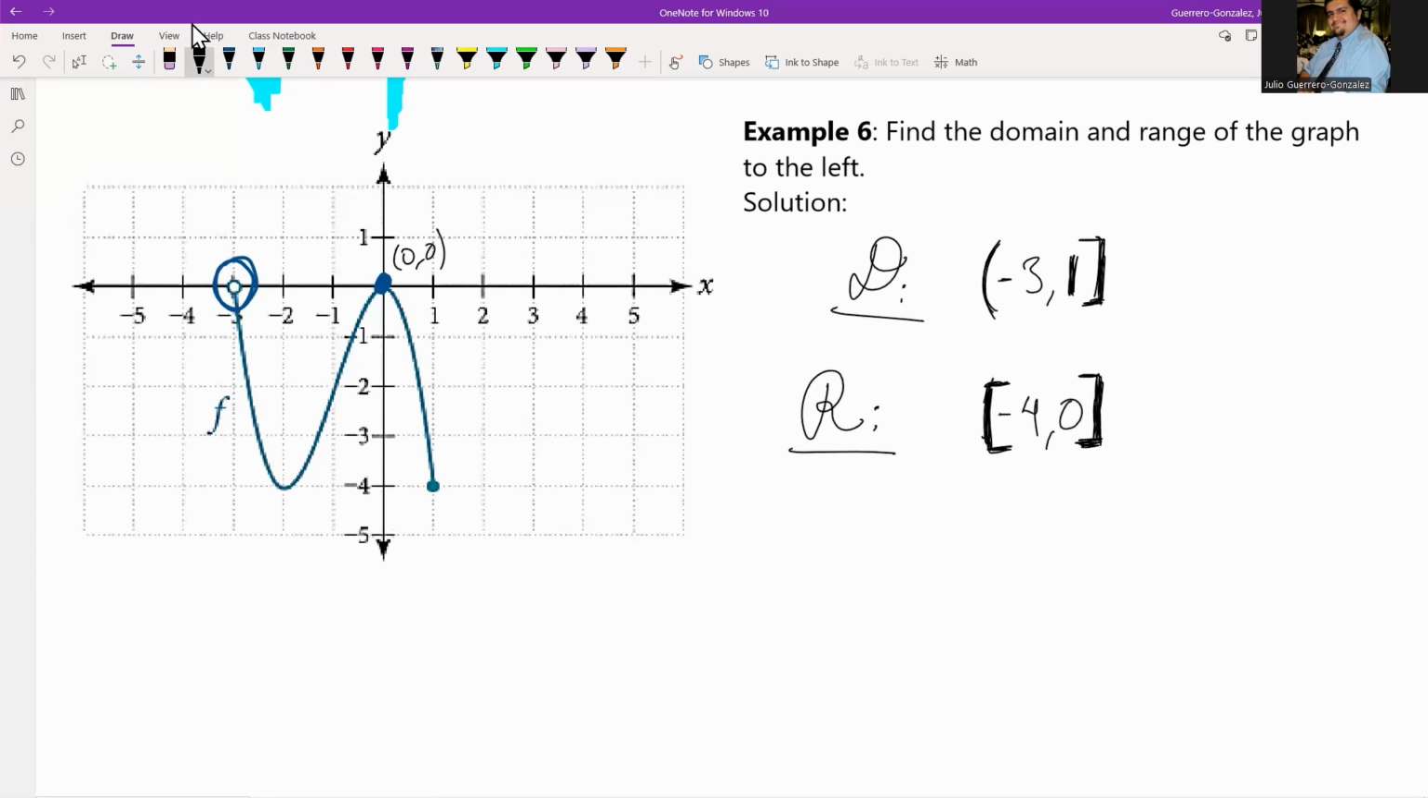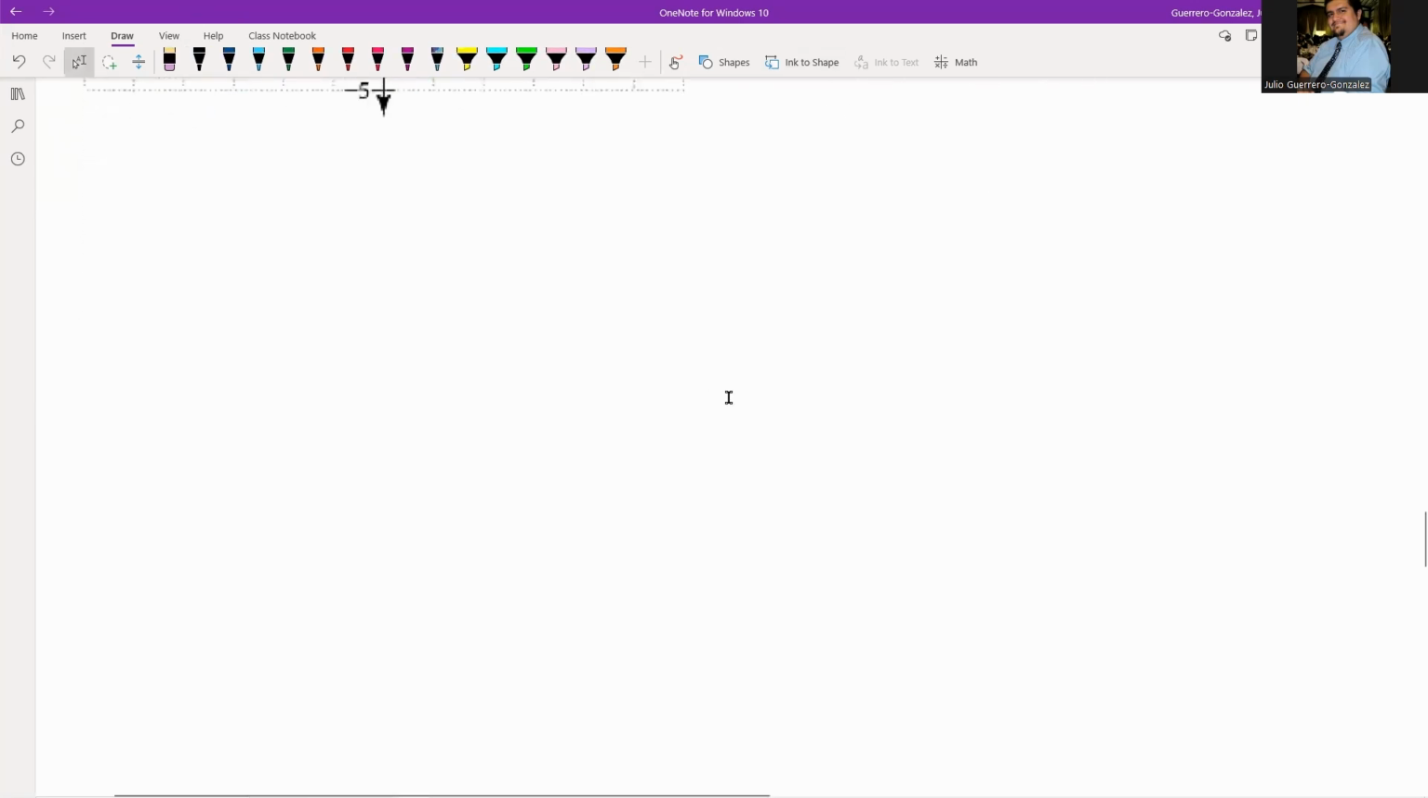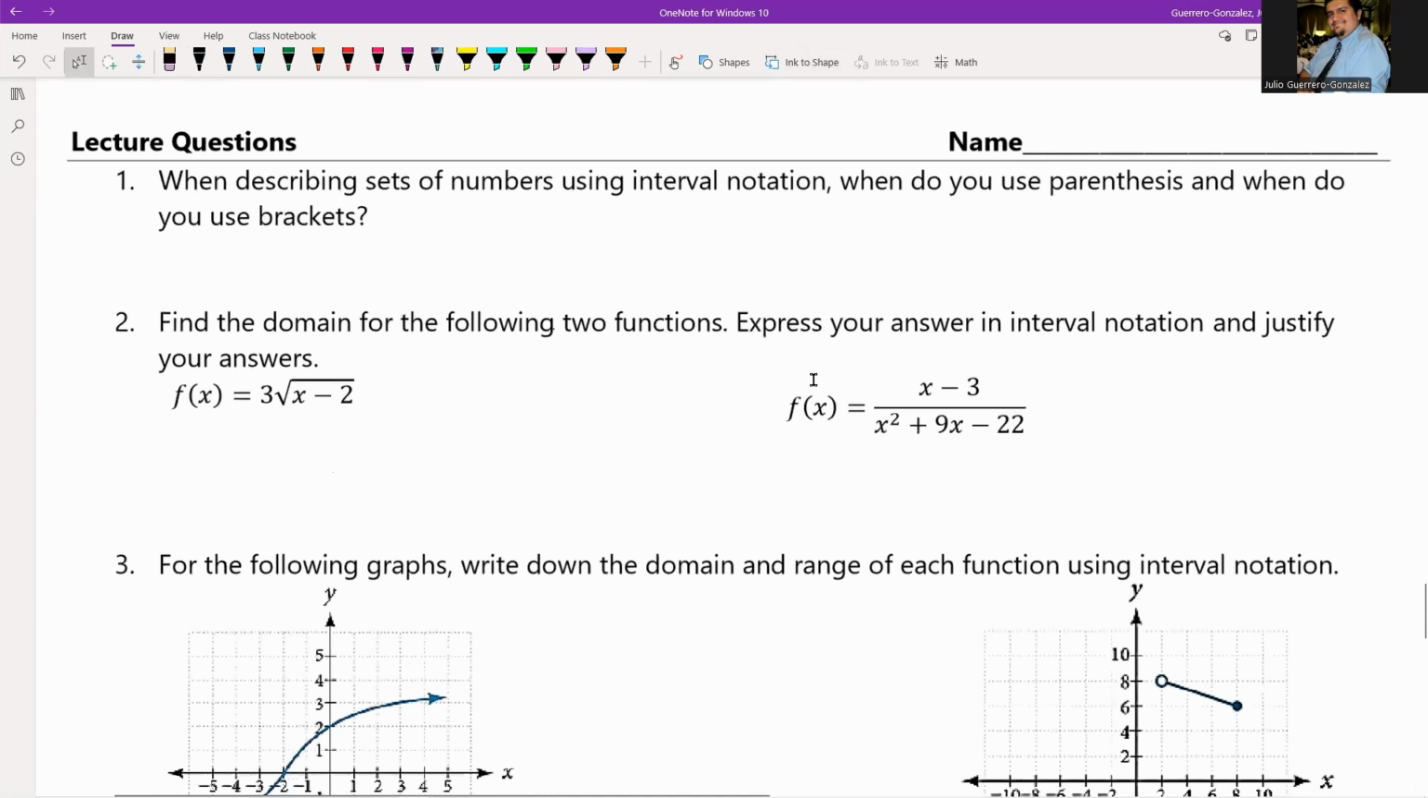So the moral of the story here: don't only look at the endpoints of the graph just because they're there. You have to look at the entire gamut in between both of the endpoints to determine the proper domain and range for your function. Okay, keep that in mind. Just watch it. I think besides that, lecture questions come up next.